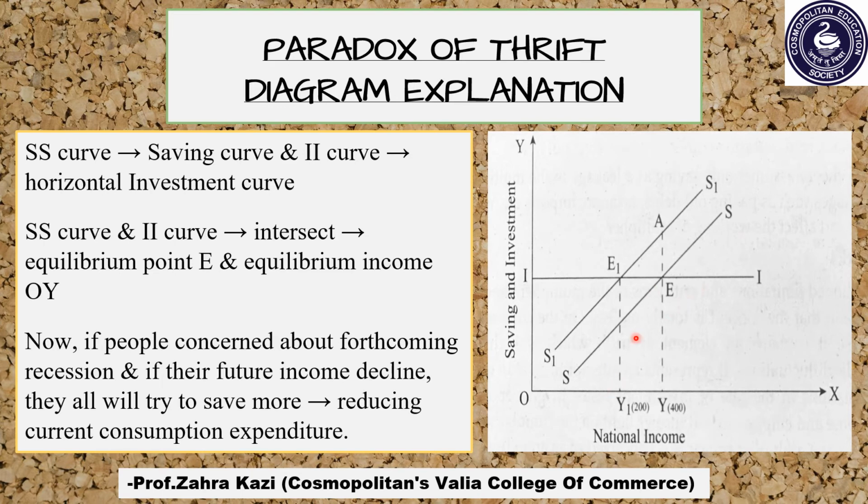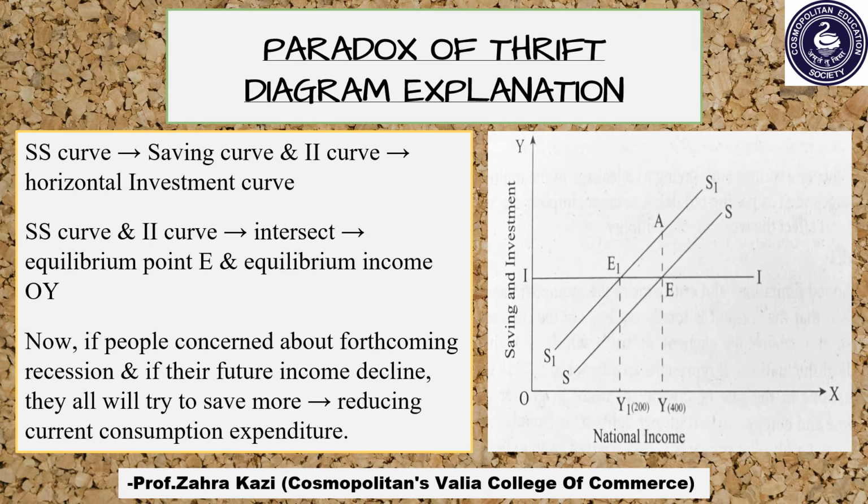Now initially the SS curve intersects the II curve. The horizontal II curve is the investment curve. So the original saving curve, SS, intersects the investment curve, II, at point E. This point E is called the equilibrium point. At this equilibrium point E, the equilibrium income level is OY.